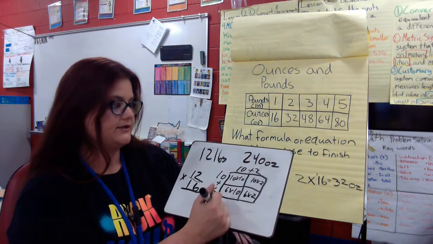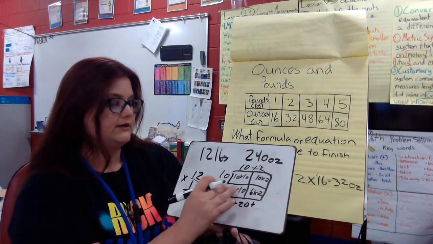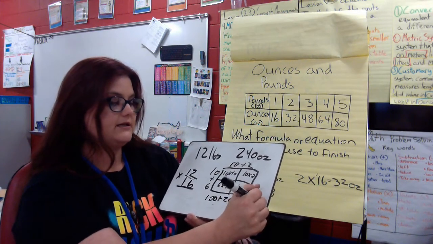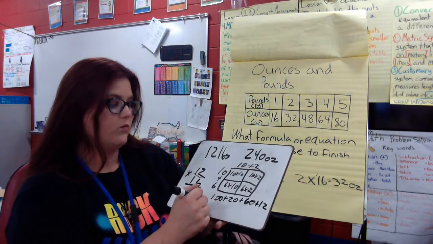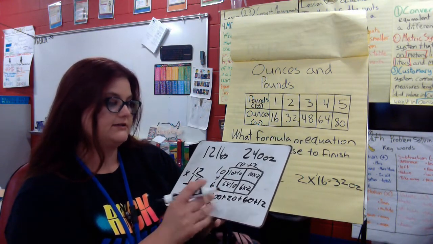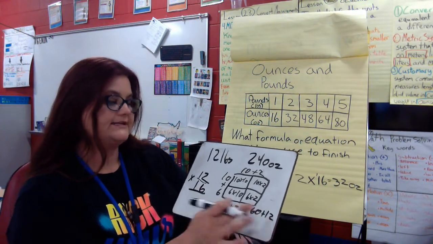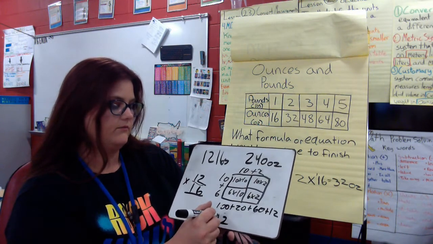10 times 10 is 100. 10 times 2 is 20. 6 times 10 is 60. And 6 times 2 is 12. And then you just go through and add. We have 100, 8 tens, and, nope, we have 9 tens. My bad. 9 tens and 2 ones. Let me fix that.